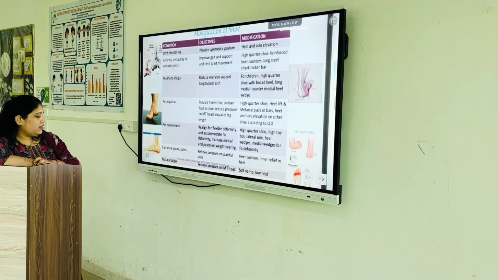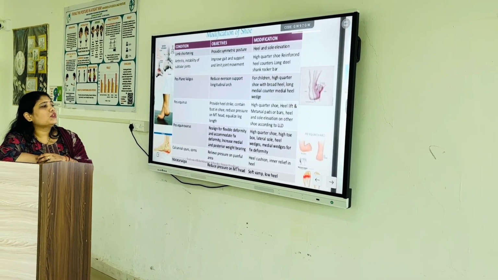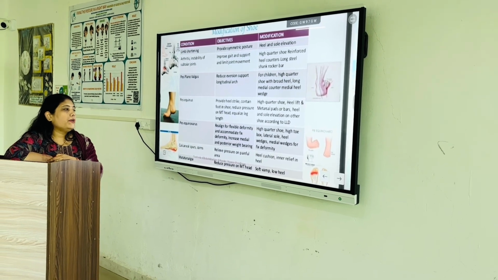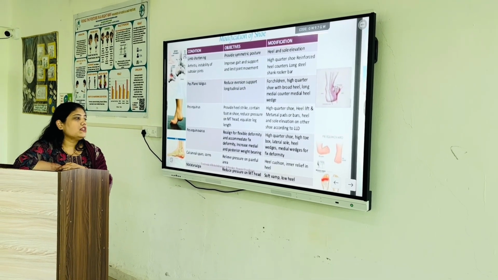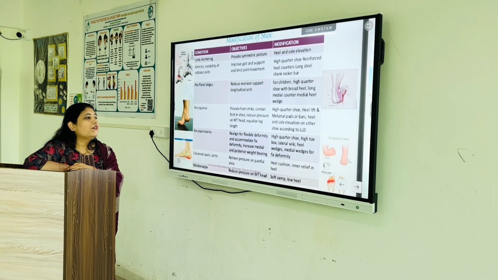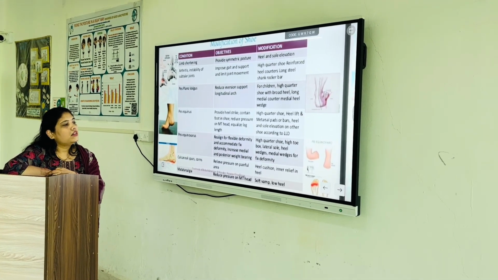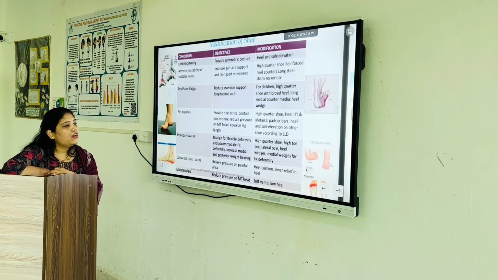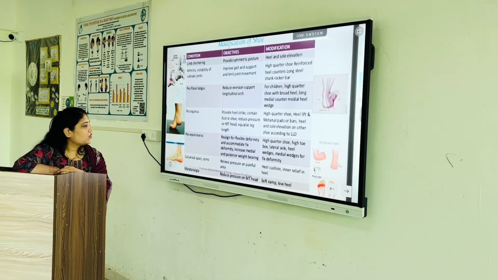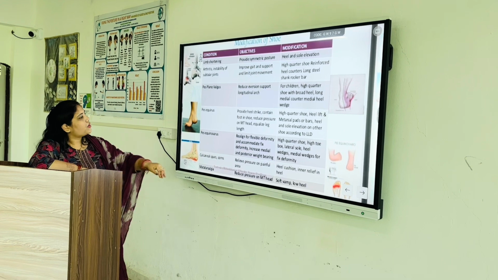Pes varus: realignment for flexible deformity and accommodate fixed deformity, increase medial and posterior weight bearing. High quarter shoe, high toe box, lateral sole and heel wedges, and medial wedges for fixed deformity. These are all the modifications of shoes.